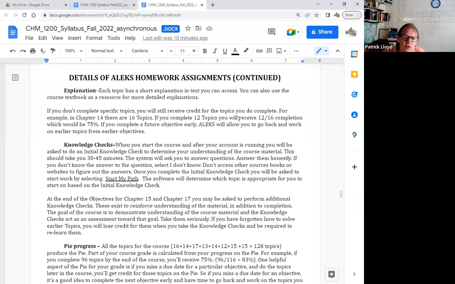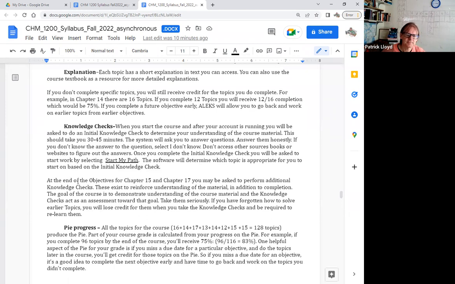There are what we call knowledge checks. So every once in a while, well, at the beginning, before you do any homework, and then every couple chapters, there's what's called a knowledge check. So take them seriously, do as well as you can. The knowledge checks will allow you to get full credit for completing the topics. Okay, some details on how to do that there.